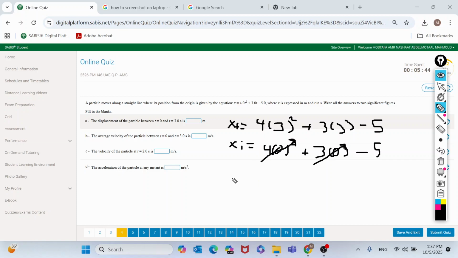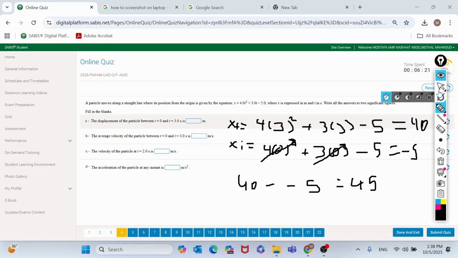So let's find x final. 4 times 3 squared plus 3 times 3 minus 5. X final is equal to 40. X initial is equal to negative 5. So x final minus x initial, which is 40 minus negative 5, so 40 plus 5 equals 45.